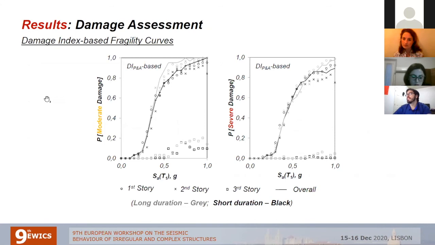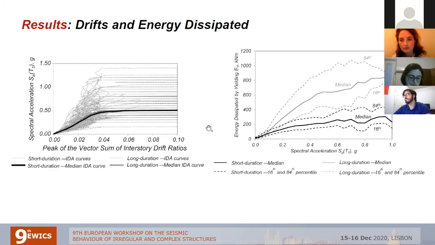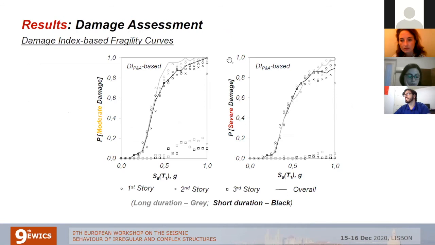Then we computed the so-called damage index based fragility curves. To compute these curves, basically for each earthquake, for each ground motion, we compute the damage index of the structure. And by increasing the intensity of the ground motion, we computed the damage index for each intensity. So the same thing we would do for interstory drifts, we here did for damage indexes.